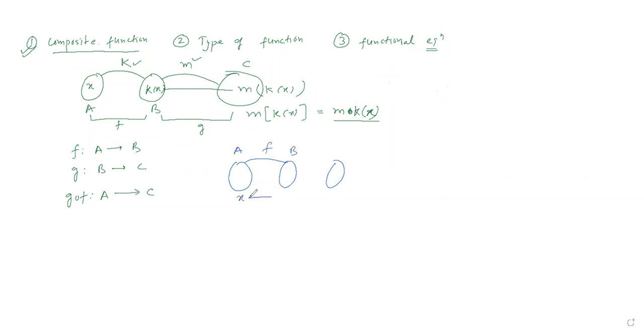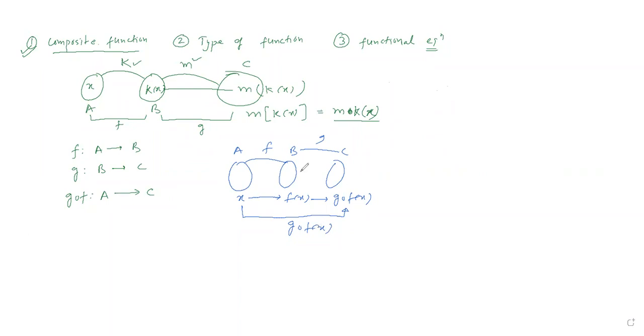This is f from A to B. Here we put x, here we get f of x. From B to C, the name of the function is g. Then this is f, and then this is g of f of x. That means from this place to this place, the function is g of f of x. Do you agree with this, guys? Do you understand this?